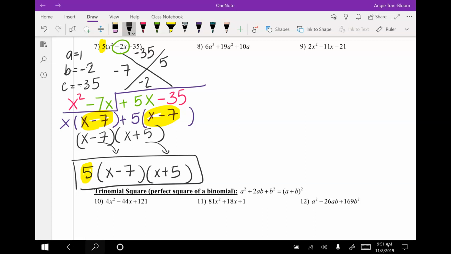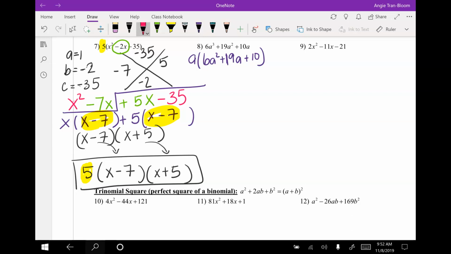8, factor, ready? Always check for GCF. Do we have any on 8? Yes, what? A. So factor that out first. 6a to the 3rd divided by a, Megan, what do we have? Good job. 6a squared. 19a squared divided by a, Wyatt? 19a, beautiful. 10a divided by a, we would get, Sophia? Just a 10. Yeah. Okay. Would you guys agree that's the only GCF we have?